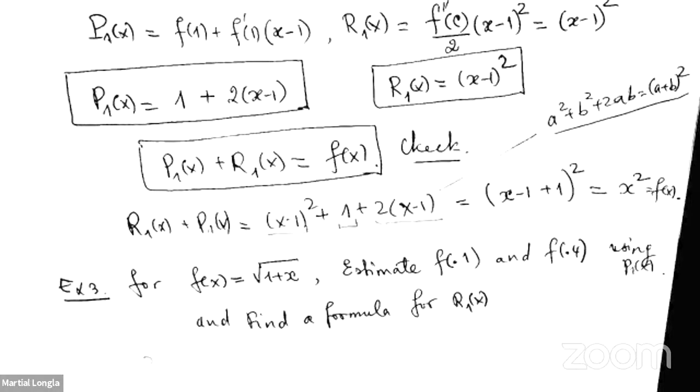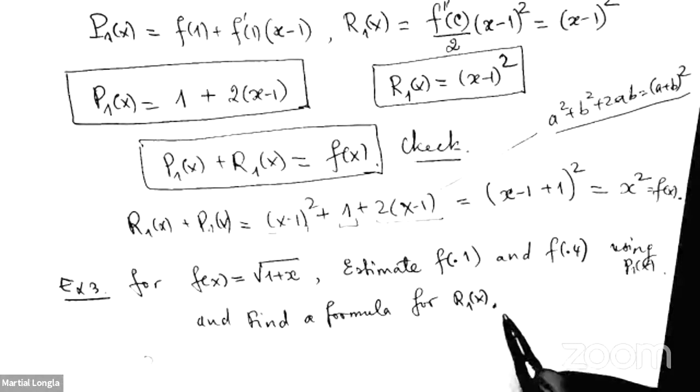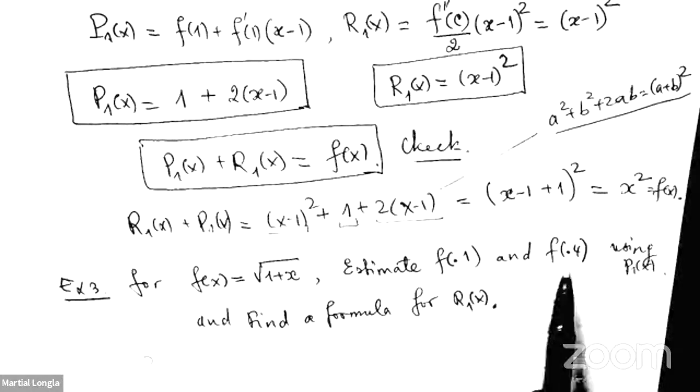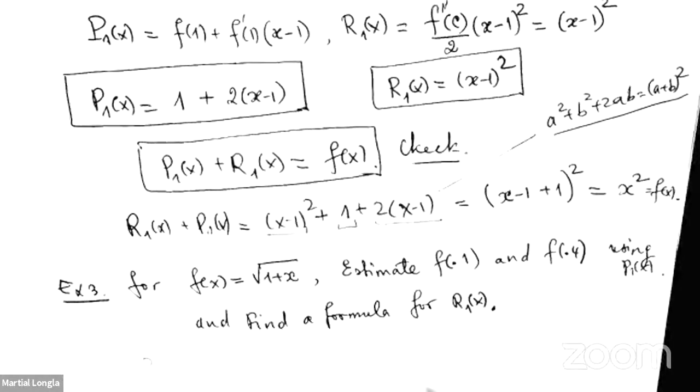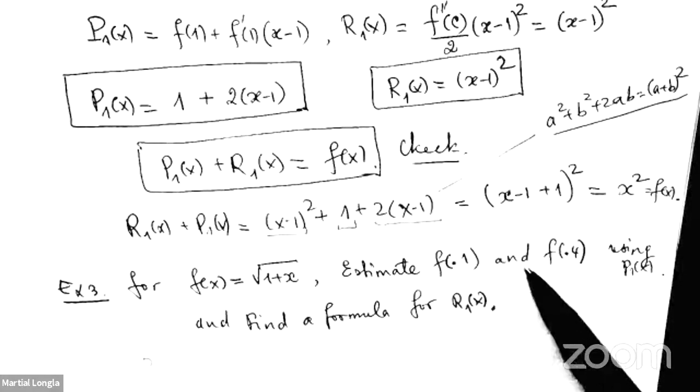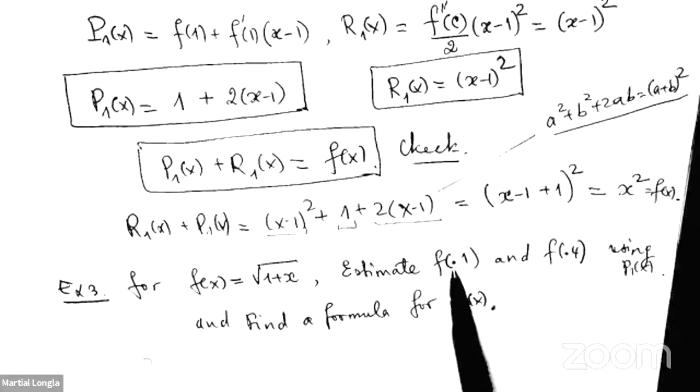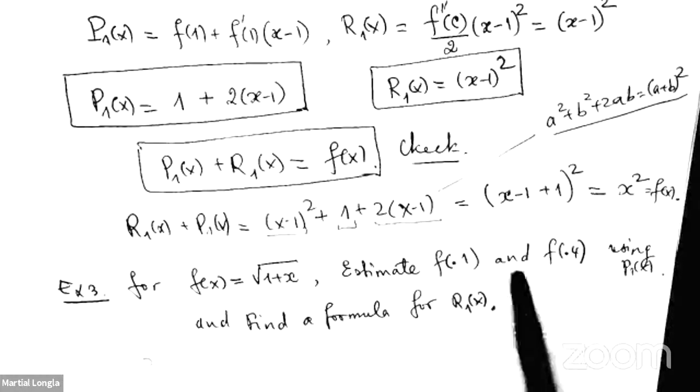So that's sort of repeating the work that we just did for 0.1 and 0.4 and the function square root of 1 plus x. And here, when it's given like this, 0.1 and 0.4, you can see here that a is 0. In this problem, a is 0, okay?